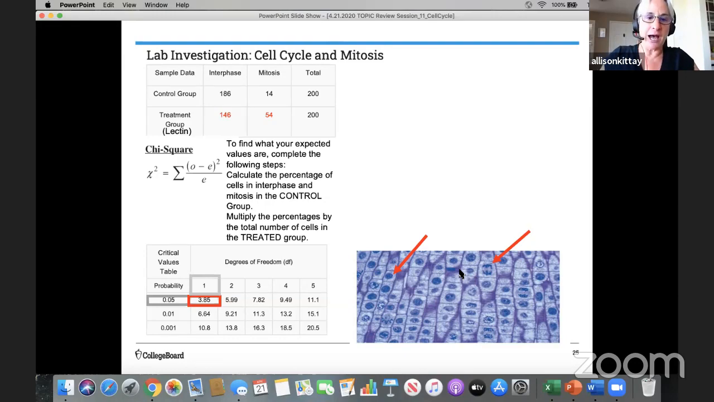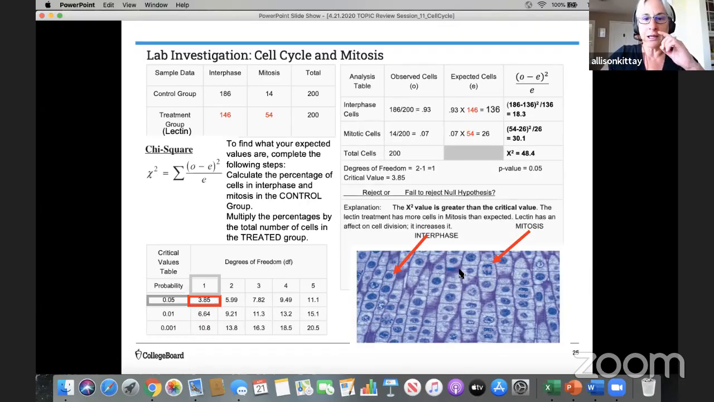To do that, you're going to calculate the percentage of cells in interphase and in mitosis. So first of all, how do you do that? You would take 186 divided by 200, and then that percentage or frequency is then multiplied by the total number of cells in the treated group.